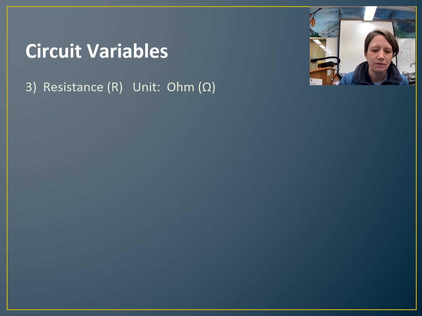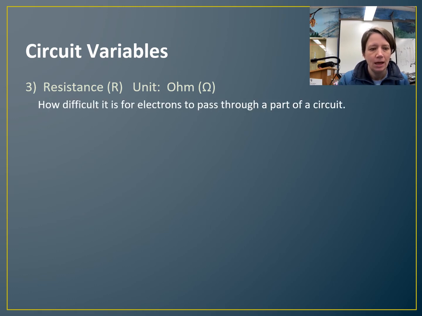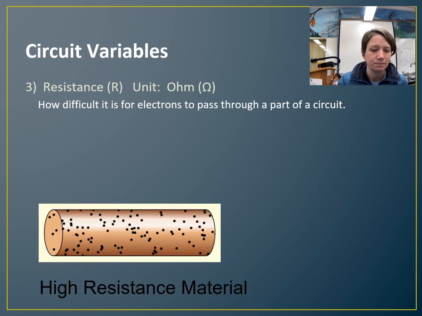Our third circuit variable is known as resistance, and the units of resistance are the ohm, which is written as a Greek symbol omega, this little upside down horseshoe thing. And resistance is defined as how difficult it is for the electrons to pass through part of a circuit. So it works with the English definition of resistance too. It's how hard it is to get through.